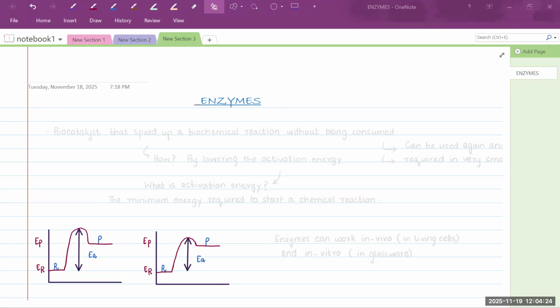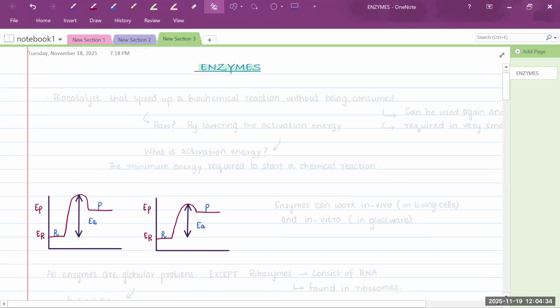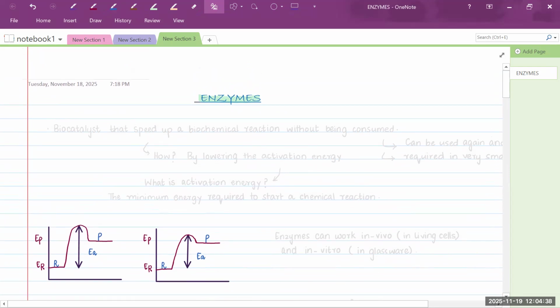Today we'll be doing the chapter from which every pre-med starts their MDCAT journey, and you guessed it right, it's enzymes. An easy chapter, but still we have a lot of content to cover. So let's get started. What are enzymes? Let's move on with the definition first.